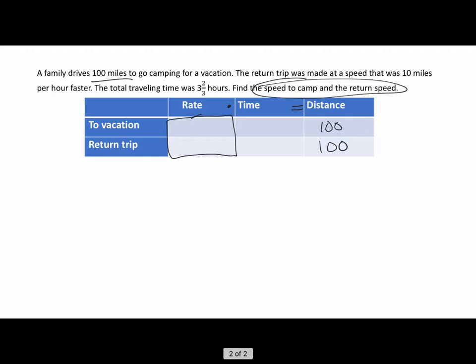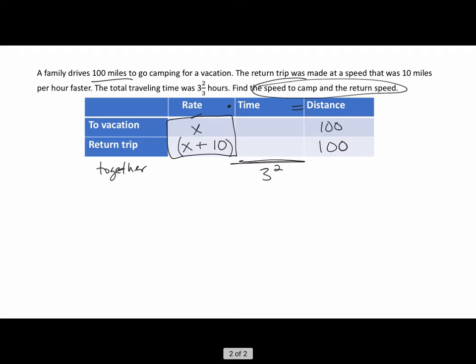The return trip was made at a speed that was 10 miles per hour faster. So whatever this rate was to the vacation, the return speed is faster by 10 miles. The total traveling time was 3 2/3 hours. That's not the time individually, that's the total time together.